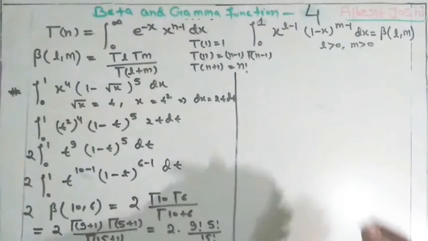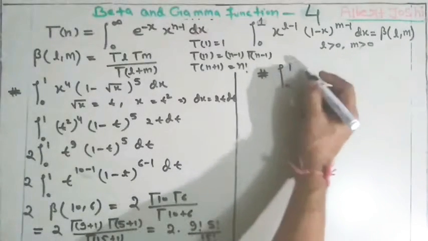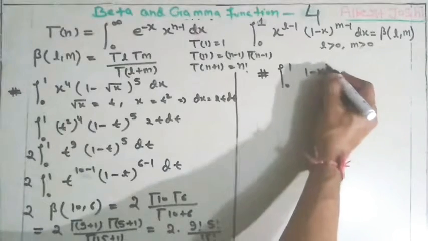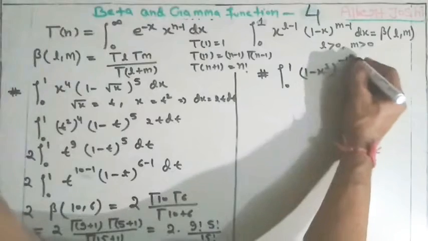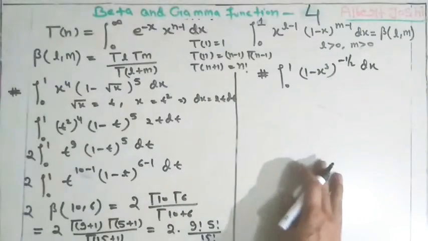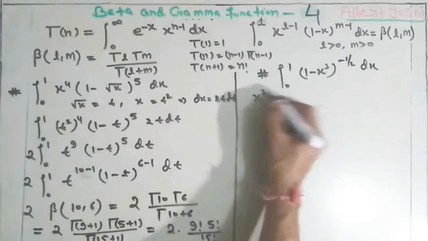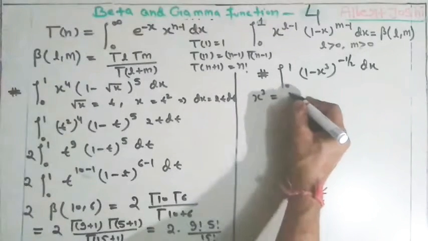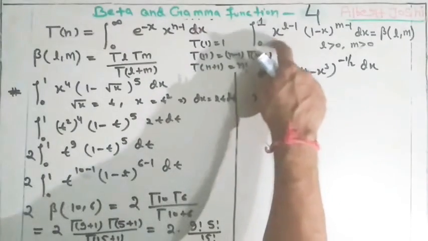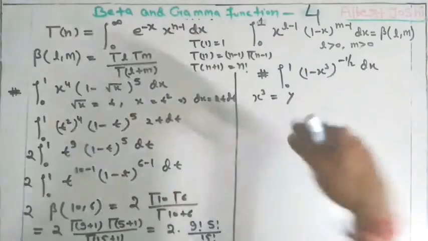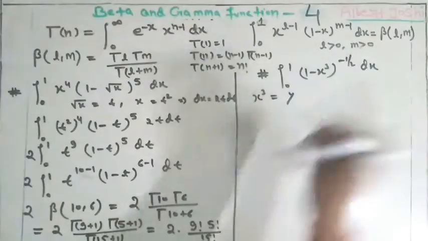Okay, the same question they asked last time. What did they ask? The integral from 0 to 1 of (1 - x^3)^(-1/2) dx. So how will you solve it? Here you have to place x^3 = y. Because already we have x in this formula, now we let it be y. We can take any variable, these are variables, no problem.